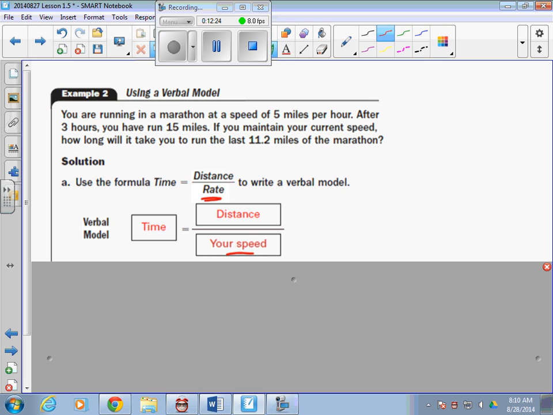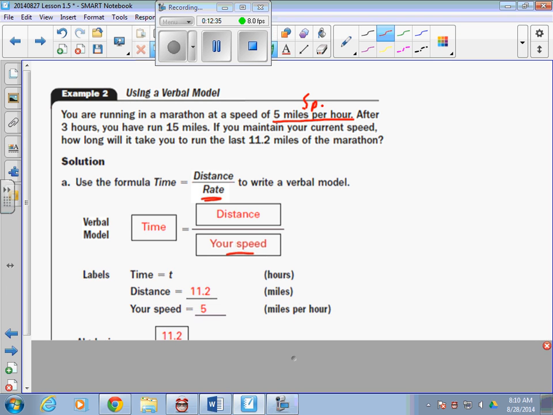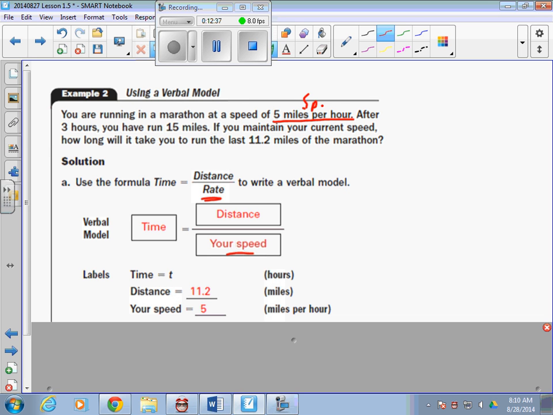Step two is to label each of the things. A lot of times you can label it in the problem itself. 5 miles per hour, that's your speed. You can do it that way, but let's see how it looks here. When you label it like that, your speed is 5 miles per hour. The distance is 11.2, so that's the labeling step.